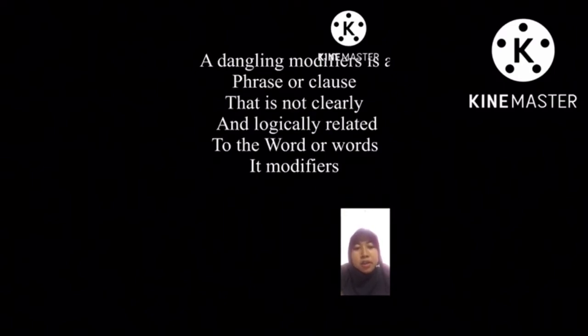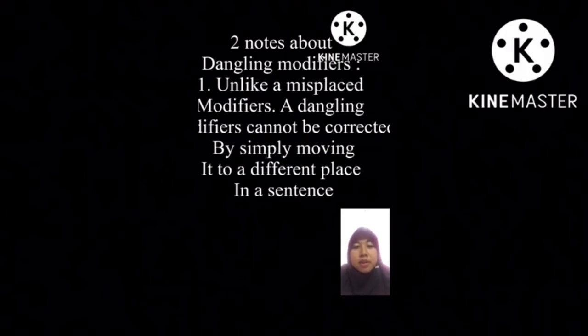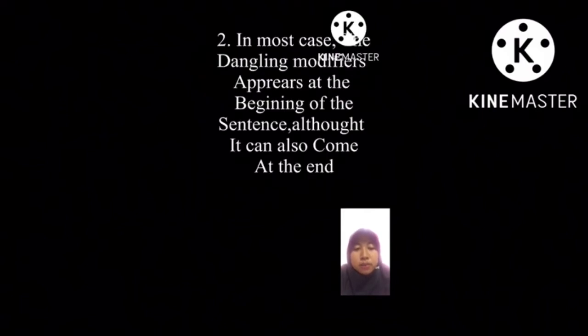The next material explains dangling modifiers. A dangling modifier is a phrase or clause that is not clearly and logically related to the word or words it modifies. Two notes about dangling modifiers. Number 1. Unlike a misplaced modifier, a dangling modifier cannot be corrected by simply moving it to a different place in a sentence. Number 2. In most cases, the dangling modifier appears at the beginning of the sentence, although it can also come at the end.